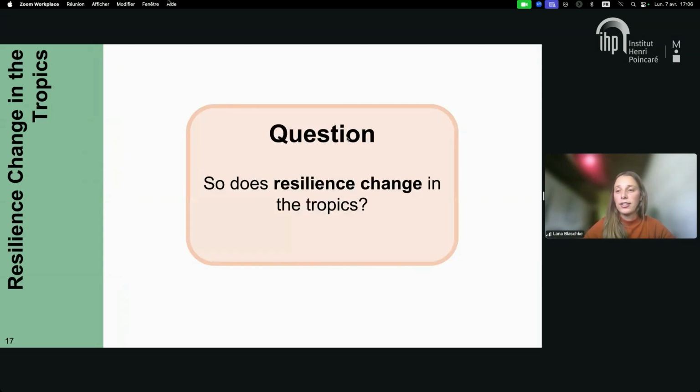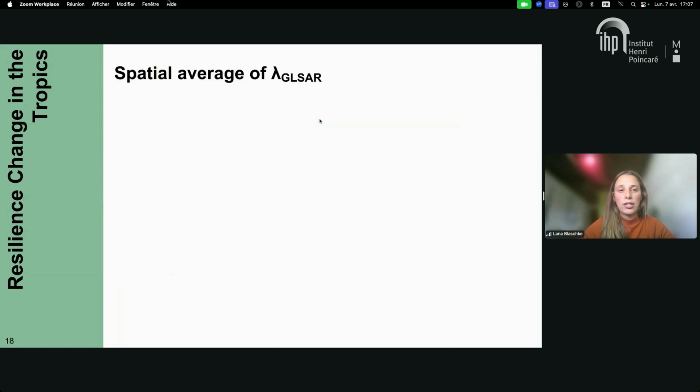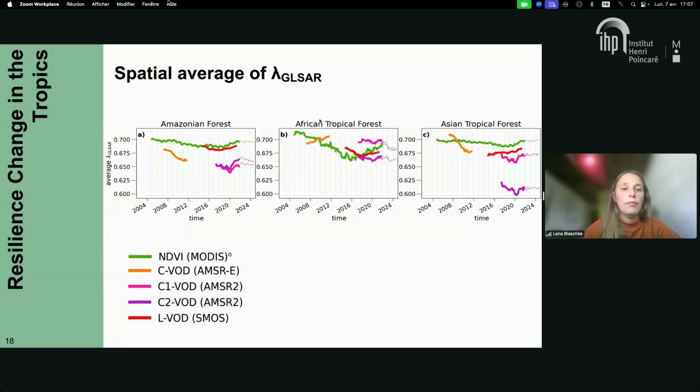So now we can try to answer the question: does resilience change in the tropics? We will use exactly this one indicator, the lambda GLSAR, and those 5 data sets that we found to be the best. We look at spatial averages for the 3 tropical regions. And these are the results. This is the Amazon rainforest, the African and the Asian. And the different colors are the different vegetation products.